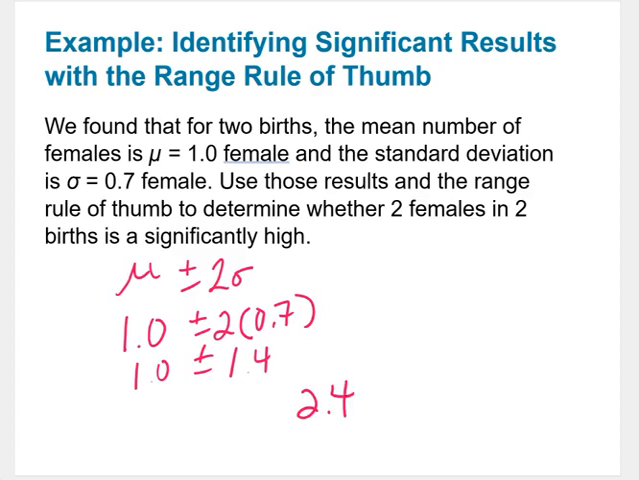Well, you can't have more than 2.4 births if you've only got 2 kids, so that doesn't even make sense. And then 1 minus 1.4 would give me a negative number, right? So that would also be nonsensical. I can't have a negative number of children. So none of the things that we found here would be considered significantly high or significantly low in this case.